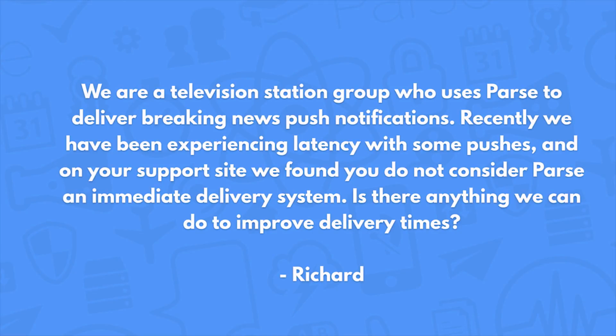We are a television station group who uses Parse to deliver breaking news push notifications. Recently, we've experienced latency with some pushes, and on your support site, we found you do not consider Parse an immediate delivery system. Is there anything we can do to improve delivery times? That's a great question. The service that Parse provides for push notifications actually depends on several other services to deliver these messages. For example, on iOS or on iPhone, we use Apple's push notification service. On Android devices, we use Google's cloud messaging service.